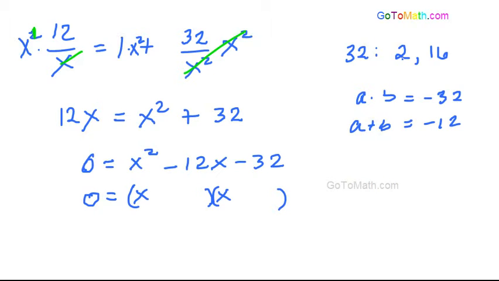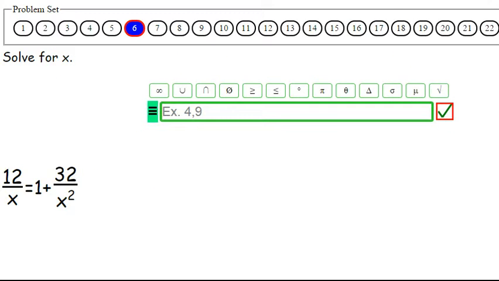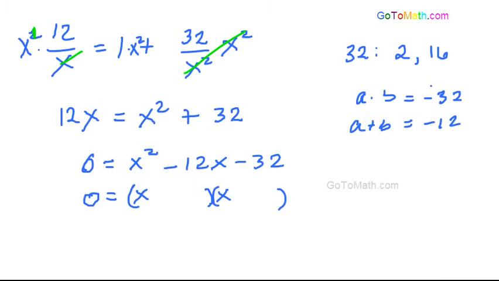Now let's take a look at this here. If 16 were negative and 2 were positive, we would get negative 14, not negative 12. Make sure I wrote that down right. Yeah. Okay, well, shoot. I was hoping that was going to be the answer, but it's not. That'd be 14. Crud. Okay.